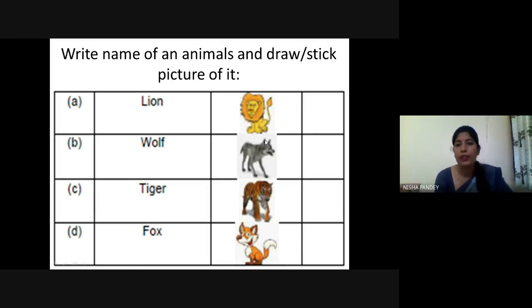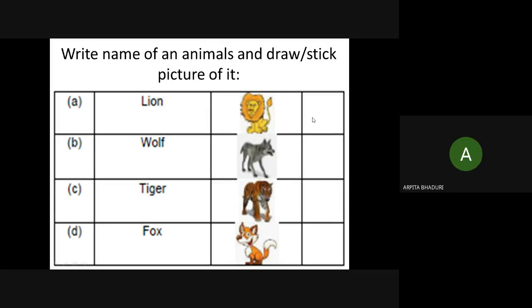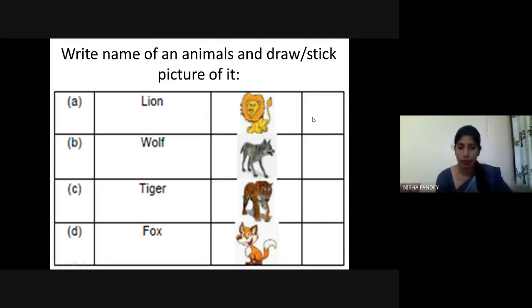Now here I have pasted a picture. Now in this column you can write whether it's a domestic or wild animal. This is an extra thing here, children. So we can write here whether this lion is domestic or wild. Tell me. Wild animal. Very good. Similarly, wolf is also a wild animal, right? Tiger is also a wild animal, and fox is also wild only, right?